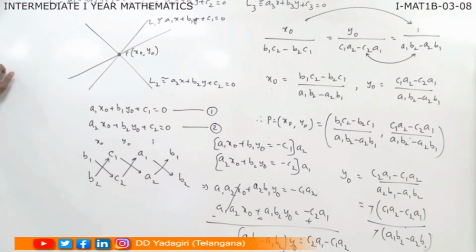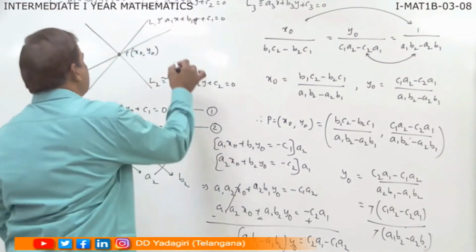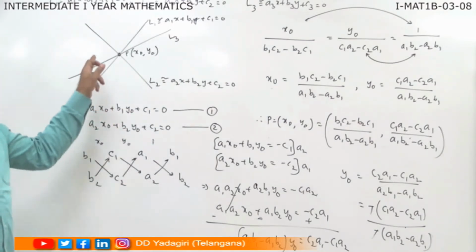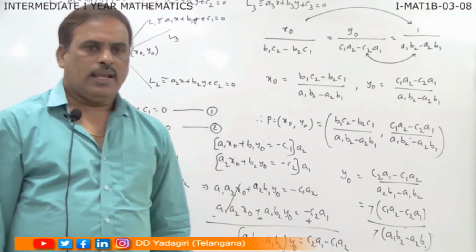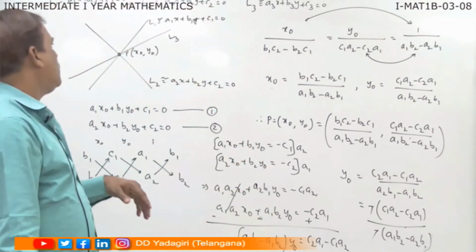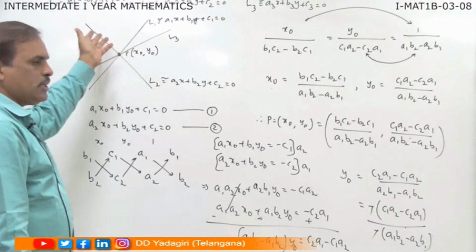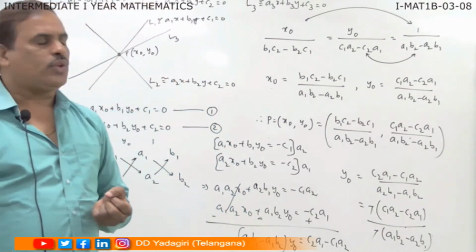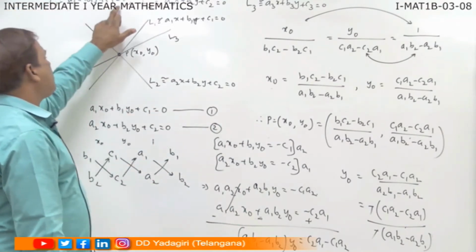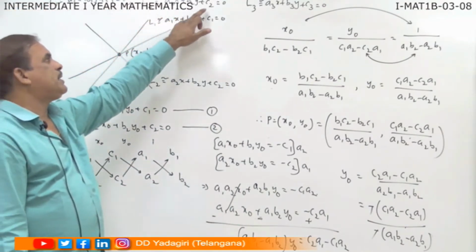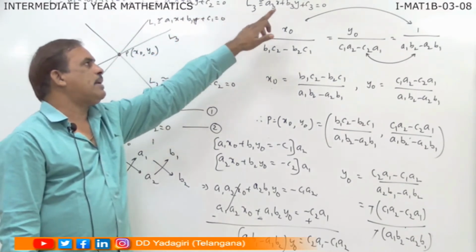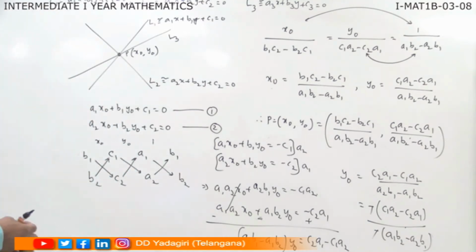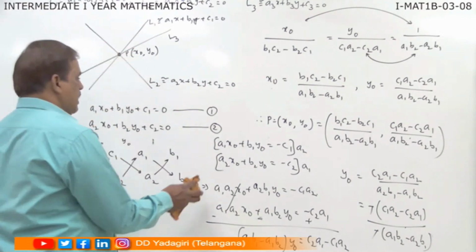So if the three straight lines L1, L2 and L3, let's say this is the line L3. If these three straight lines are passing through the same point, then we say the three lines are concurrent lines. If three or more lines pass through the same point, we say those lines are concurrent lines. Now we are going to find the condition for the three lines a1x plus b1y plus c1 is equal to 0, a2x plus b2y plus c2 is equal to 0, and a3x plus b3y plus c3 is equal to 0 to be concurrent. Okay, if they are to be concurrent, what's the condition? All these three lines should pass through the same point.